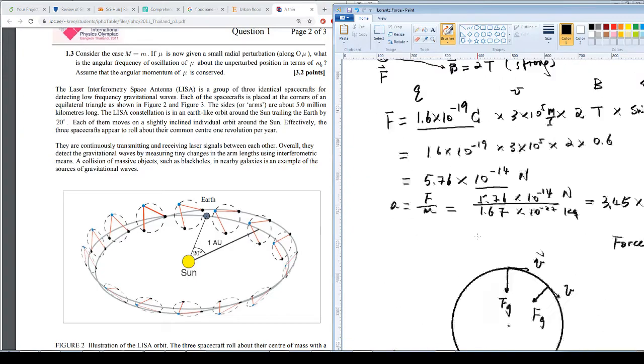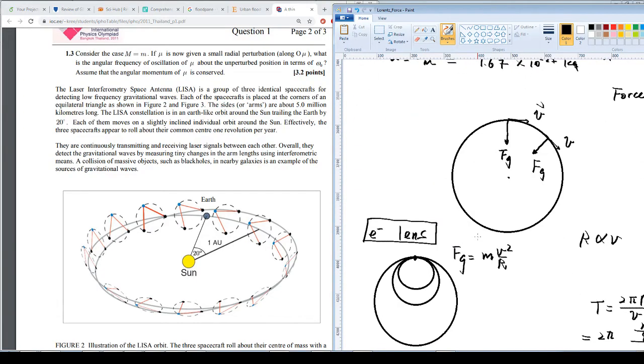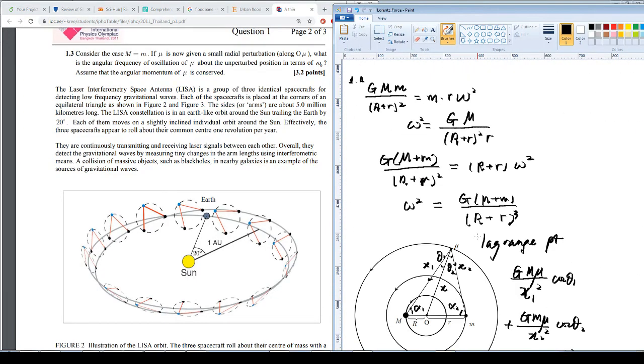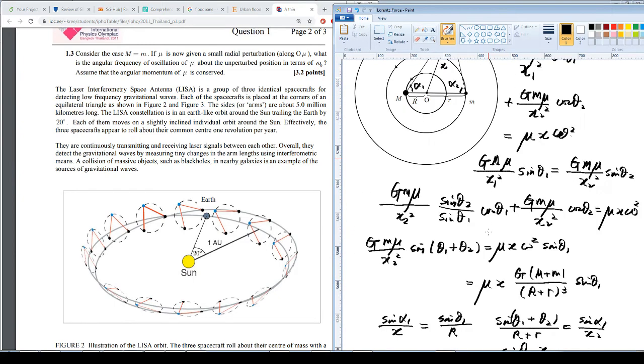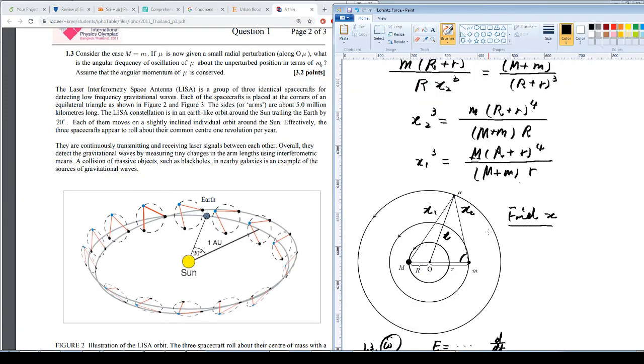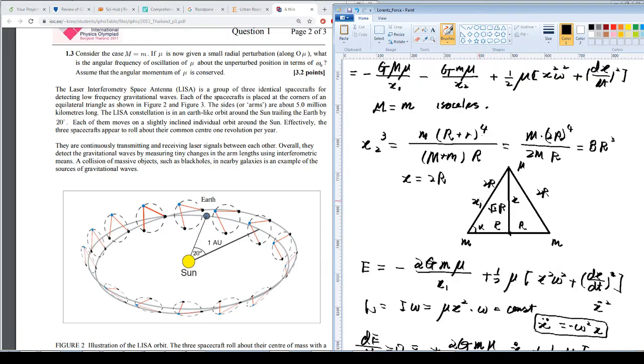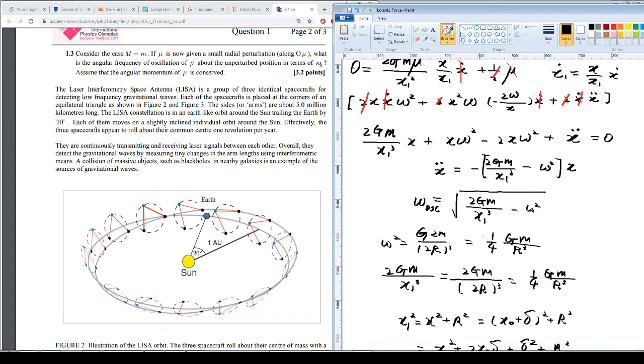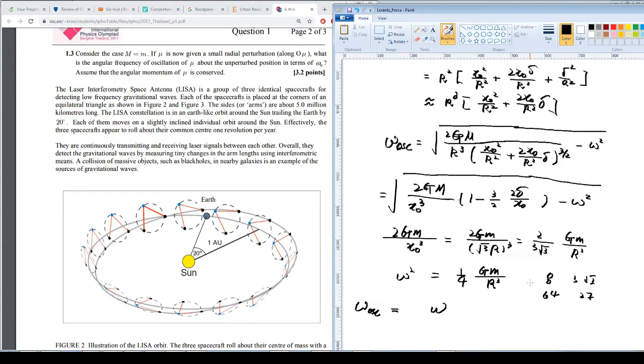Let me just double check. GM, that's a quarter. That's 2R. So that's also a quarter. Yeah, okay.